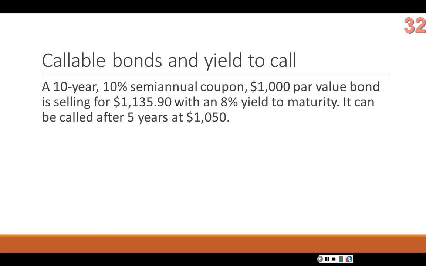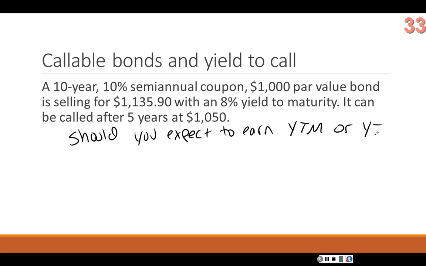So here we have a 10-year, 10% semi-annual bond with $1,000 par. It's currently selling for $1,135.90 and has an 8% yield to maturity. It can, however, be called after 5 years for $1,050. So the future value, or the face value, would have to increase by $50. That would be the call premium for a company to enjoy this benefit. So we're asking, should you expect to earn the yield to maturity or the yield to call?